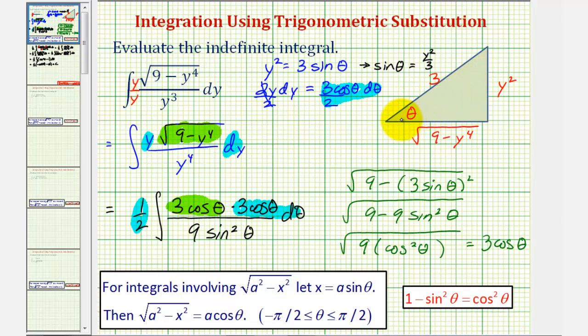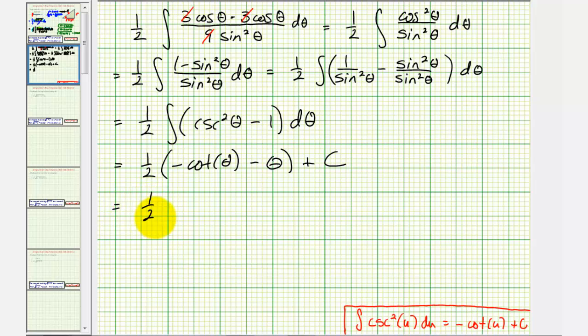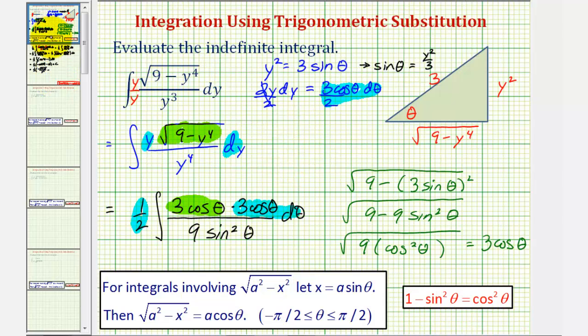Cotangent theta is equal to the ratio of the adjacent side to the opposite side, so it's equal to the square root of 9 minus y to the fourth divided by y squared. So here we have 1/2 times the quantity, we have negative square root 9 minus y to the fourth divided by y squared. Now for theta we have a couple options. We could use any of the inverse trigonometric functions to represent theta. Let's go ahead and use this equation here, sine theta equals y squared divided by 3.